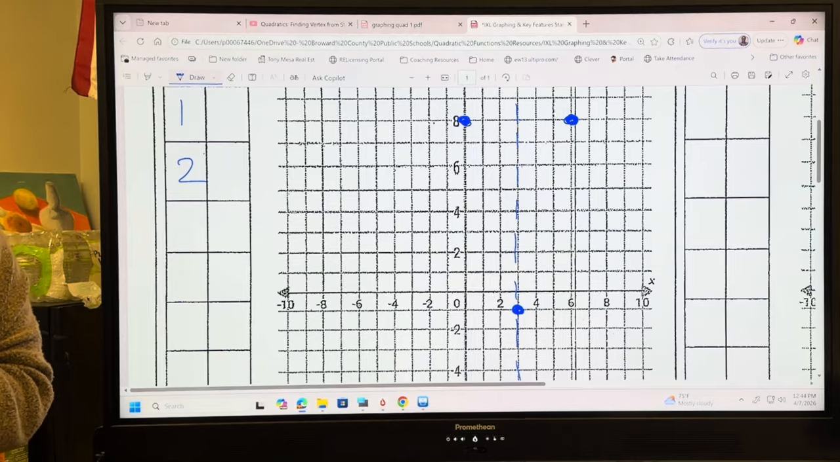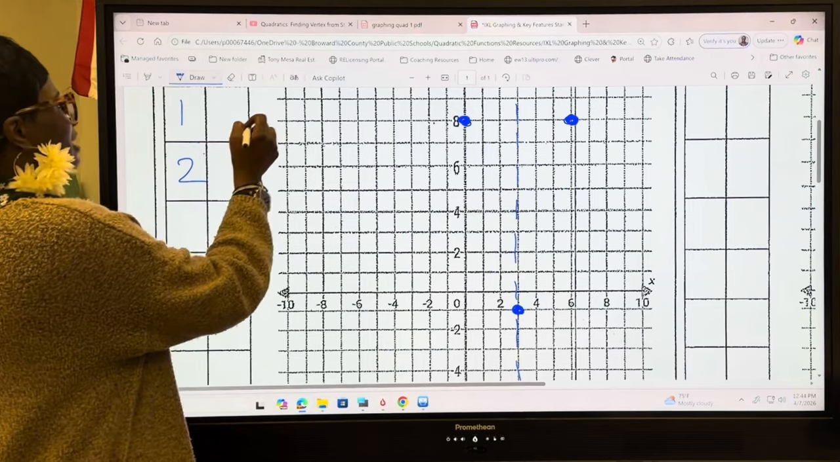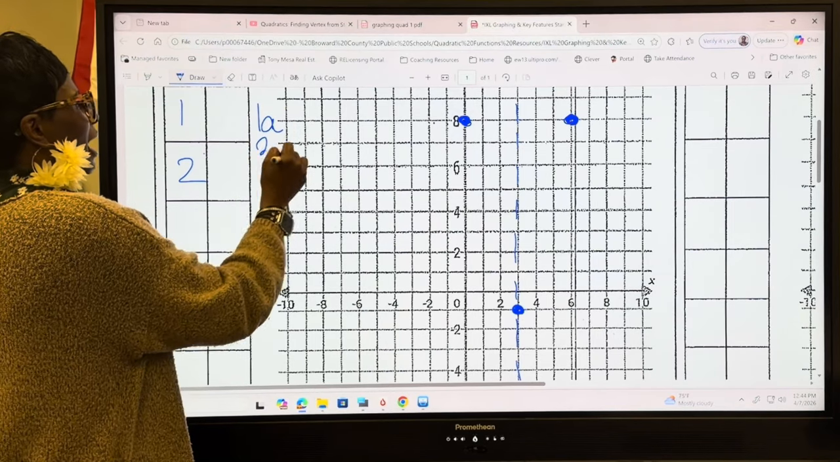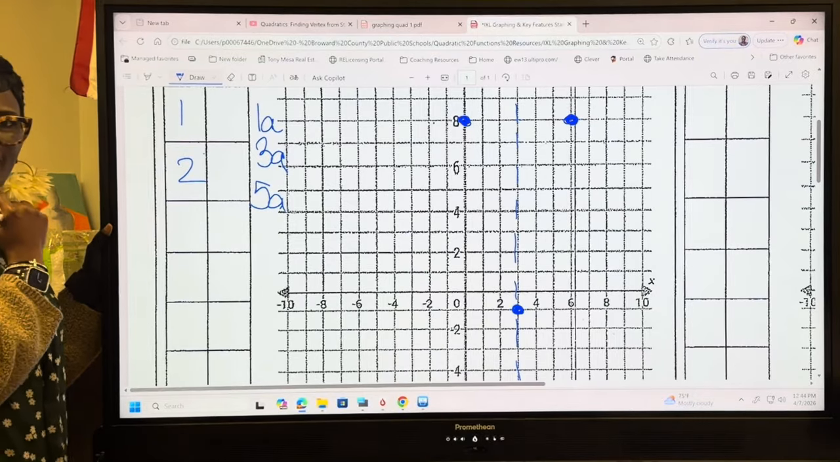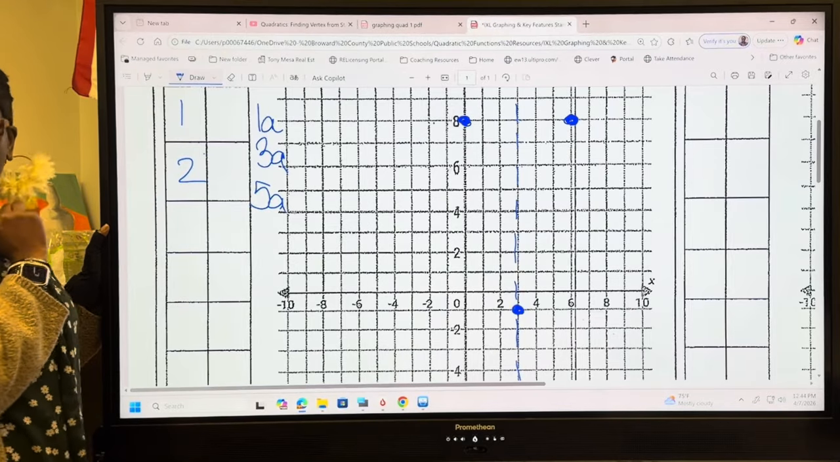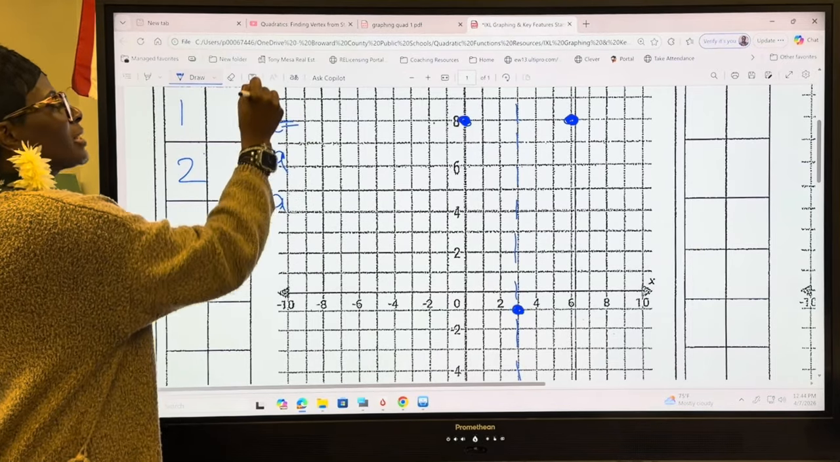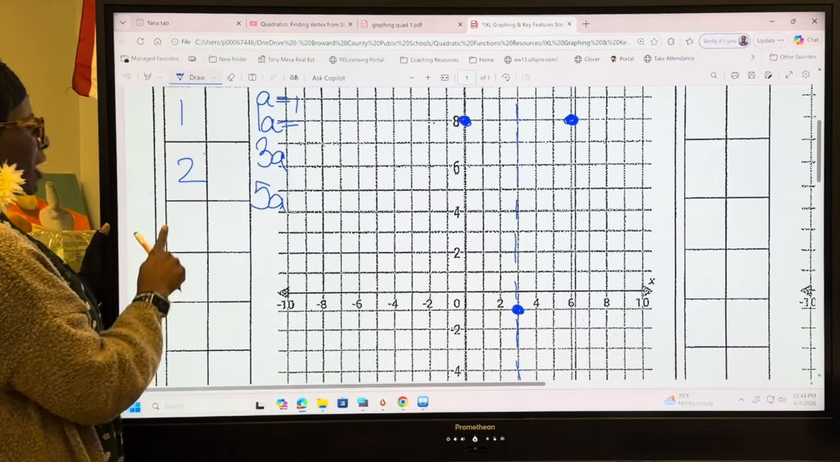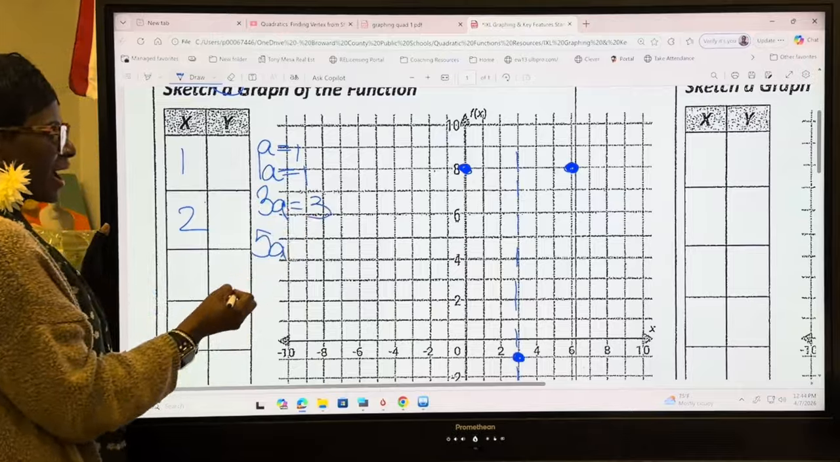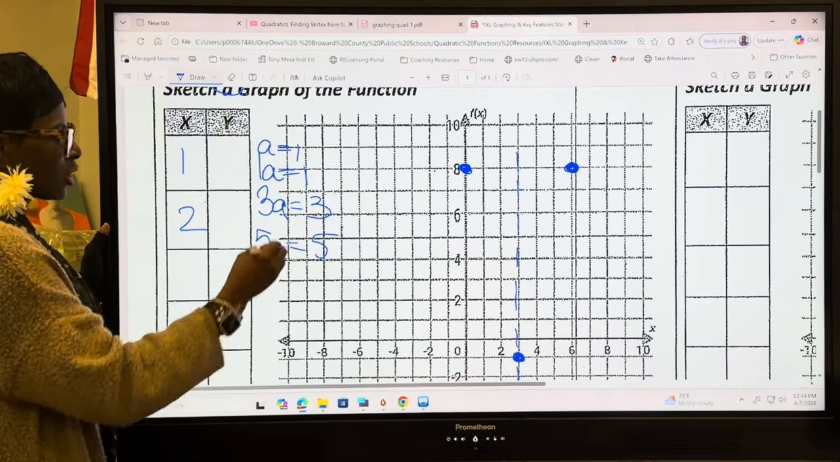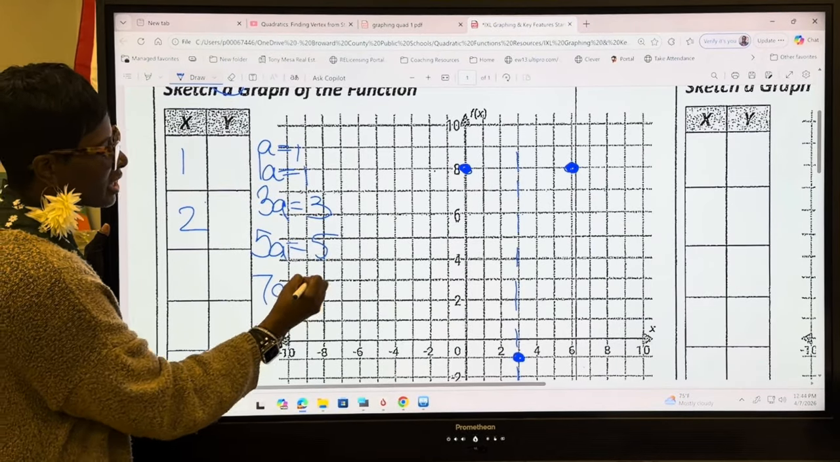1, 3, 5, right? So what could I do? I could say 1A, 3A, 5A, right? What was my A? My A was 1. So this is 1 times, my A was 1. So 1 times 1 is 1. 3 times 1 is 3. 5 times 1 is 5. Man, let's go a little further. 7A. 7 times 1 is 7.